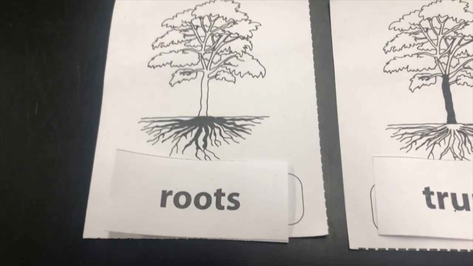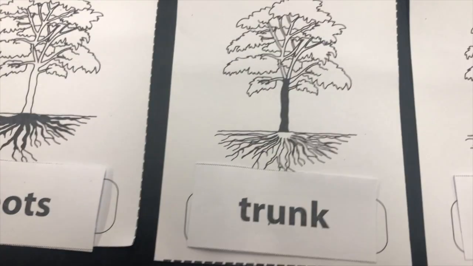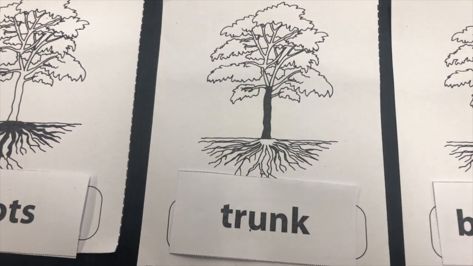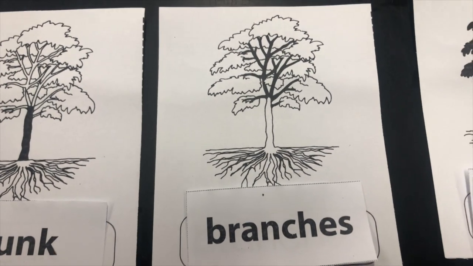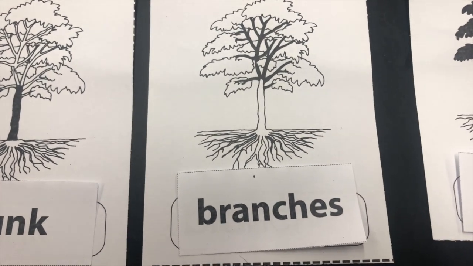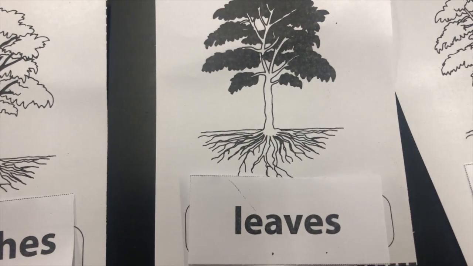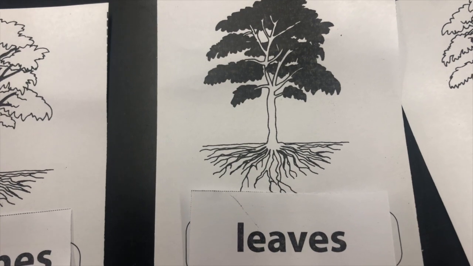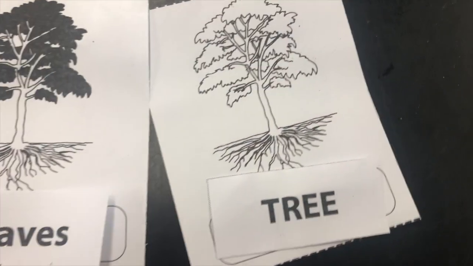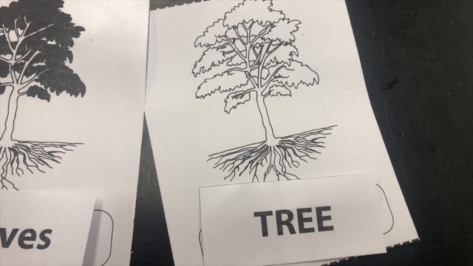We have the roots, which drink up the water. We have the trunk, which holds up the plant. We have the branches, which branch off from the trunk and hold the leaves. And we have the leaves, which are green and actually make food for the plant, for the tree. And all of those parts together make one complete tree.